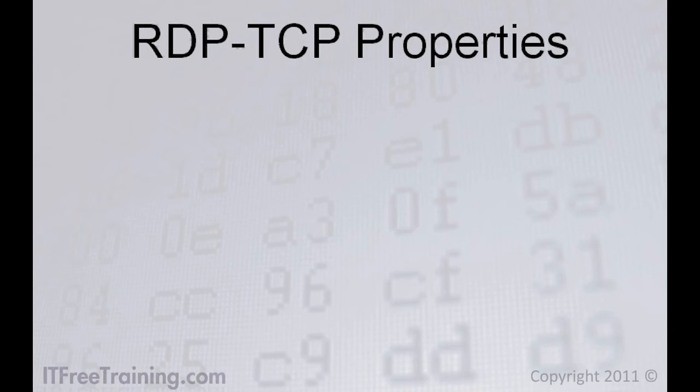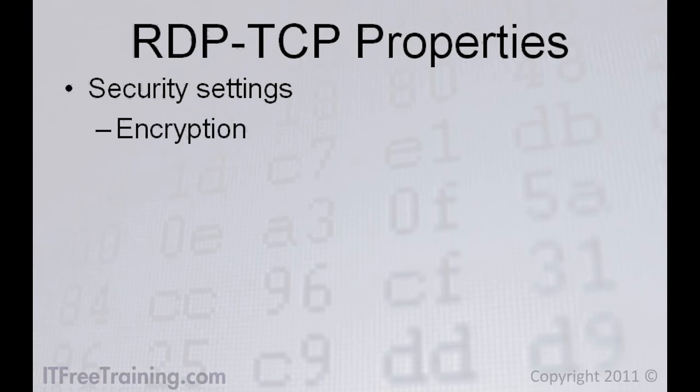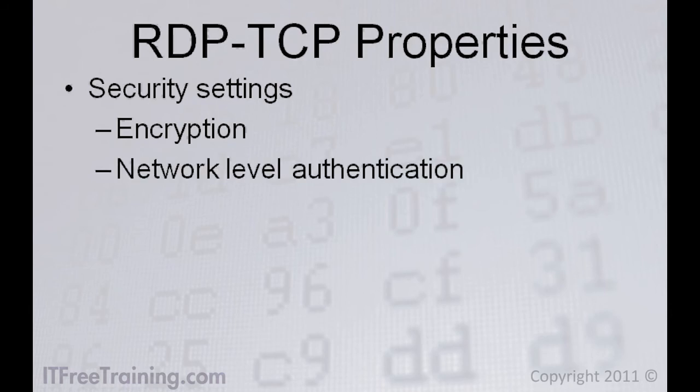In a basic setup, you will only have the default RDP-TCP connection. In this scenario, these settings will be used for all sessions that come to that terminal server. The main settings that you may want to consider changing are the security settings. From here, you can decide what encryption is required for the client to connect. Also, you can select if network level authentication is required.